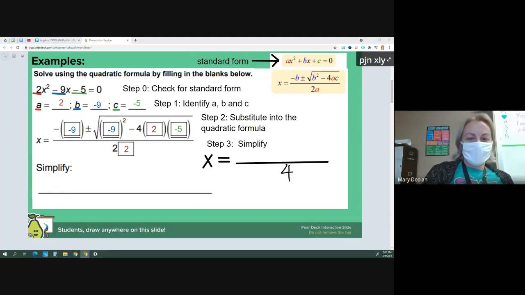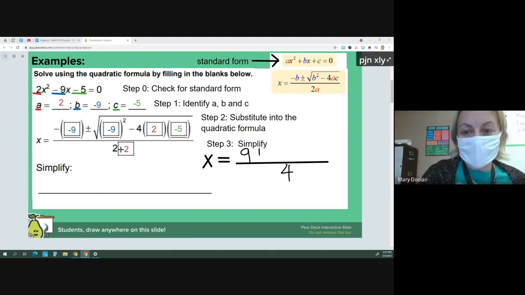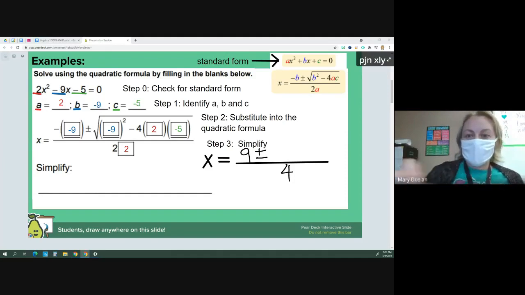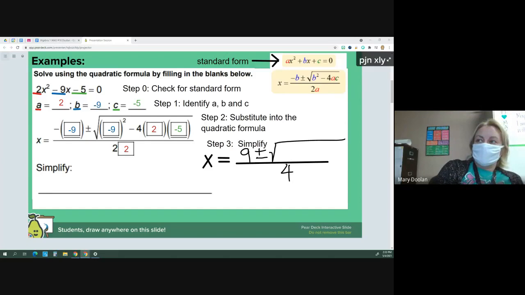And now up here in the numerator, there are 2 terms. That first term, the opposite of -9 becomes +9. We have the plus minus symbol, and then we have a big square root. Underneath the square root, that's called the discriminant, and so we're going to simplify the discriminant.